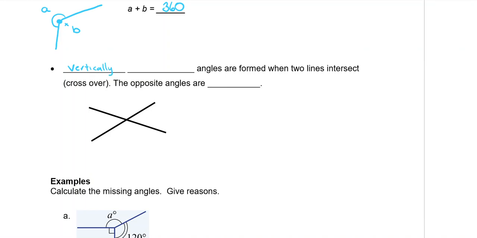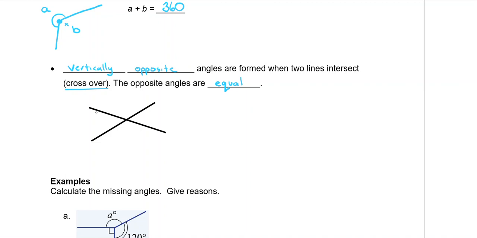Vertically opposite angles are formed when two straight lines intersect, which means that they cross over. The angles that are opposite each other are always equal.